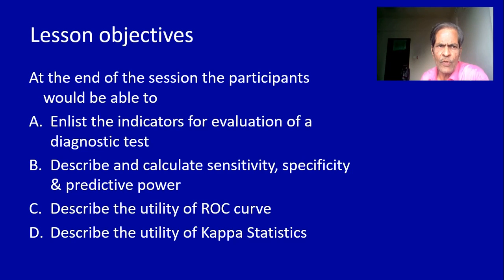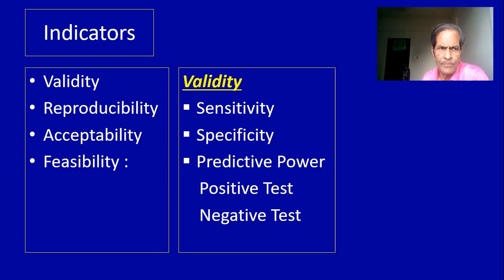The lesson objectives for this lesson are that at the end of the session, the participants would be able to enlist the indicators for evaluation of a diagnostic test. They would be able to describe and calculate the sensitivity, specificity and predictive power of the test. They would be able to describe the utility of ROC curve and the method, how it is to be drawn and used. They would be able to describe the utility of kappa statistics in evaluation of the diagnostic test.